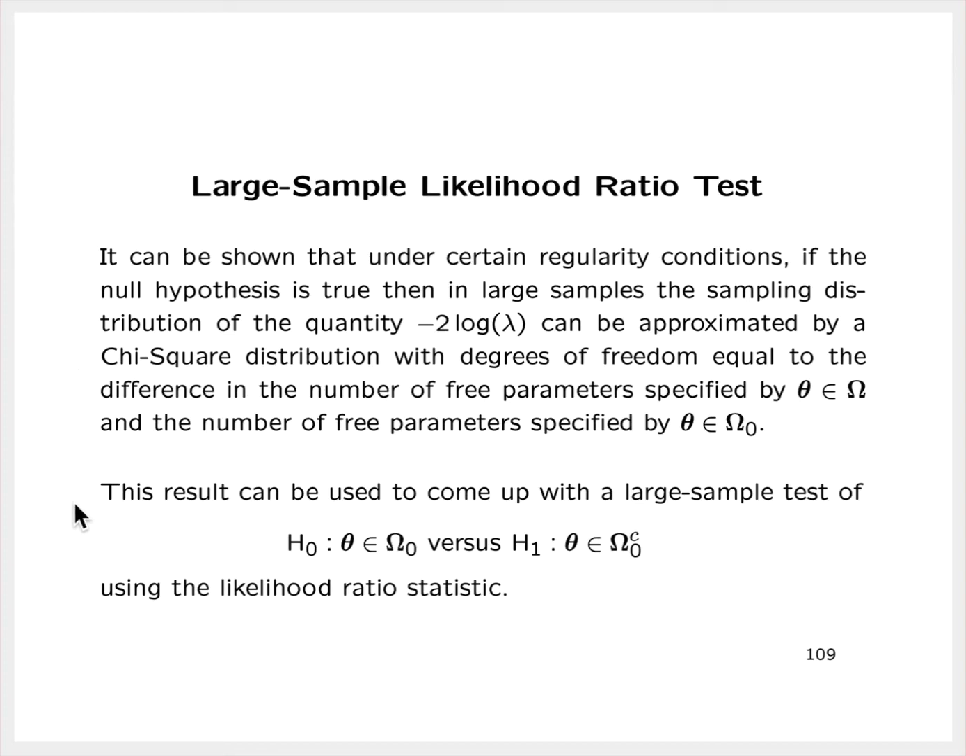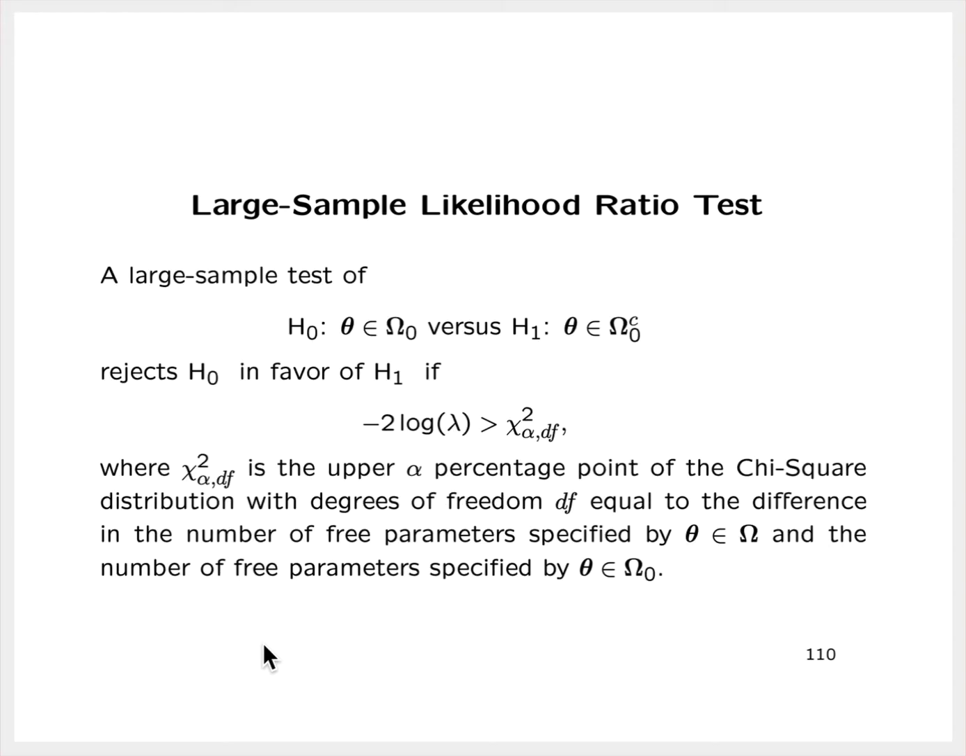So this result can be used to come up with a large sample test of the null hypothesis that the parameter point theta is in this subset of the parameter space versus the alternative that the parameter point is not in that subset. And we can do this using the likelihood ratio test statistic. So to put this all together, a large sample test of the null hypothesis that the parameter point is in this specified subset of the parameter space versus the alternative hypothesis that the parameter point is not in that subset.